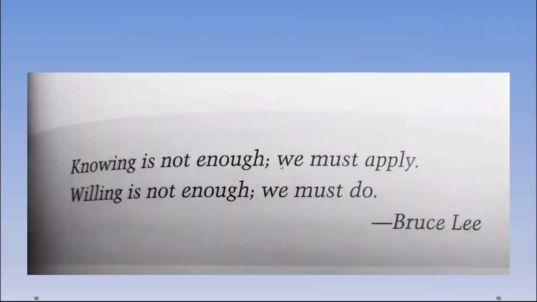My hope tonight is that whatever I share with you will not only give you 1 or 2 good nuggets, but knowing is not enough. You must apply, guys. Willing is not enough. You must do. So hopefully you will do some of the stuff that we gave you tonight.